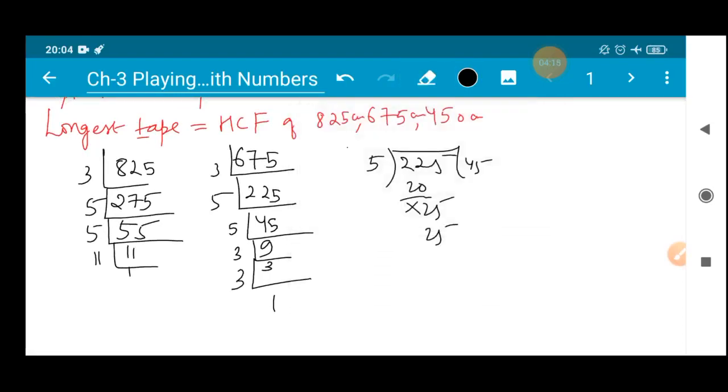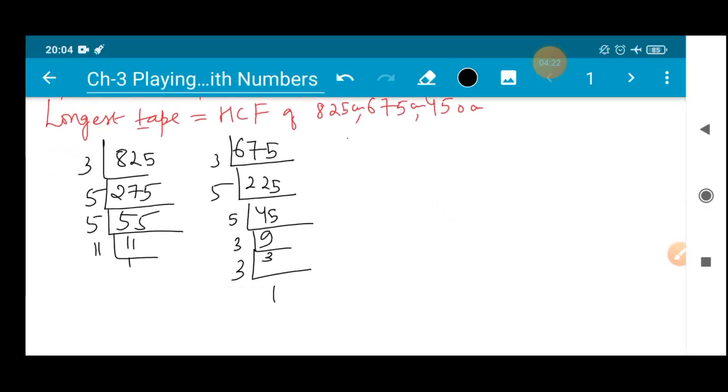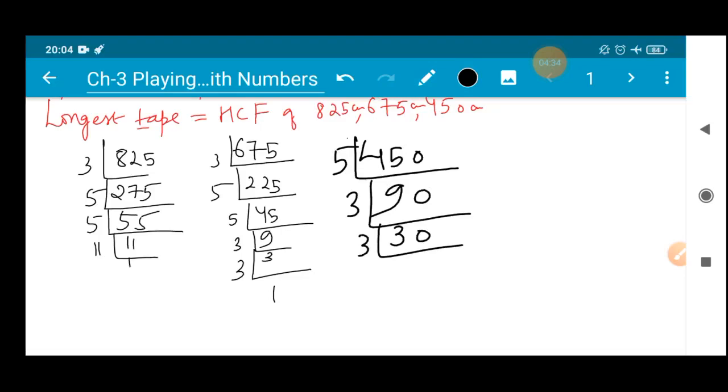Done? Okay, now let's find for 450. 5 9s are 45. I can do it directly. 3 150s are 450, 3 50s are 150, 2 25s are 50, and 5 5s are 25, 5 1s are 5.